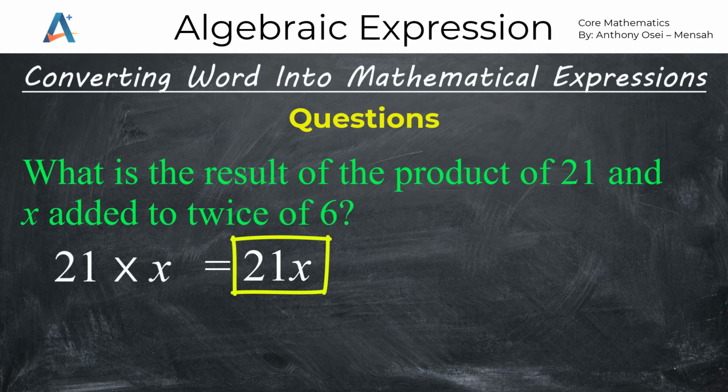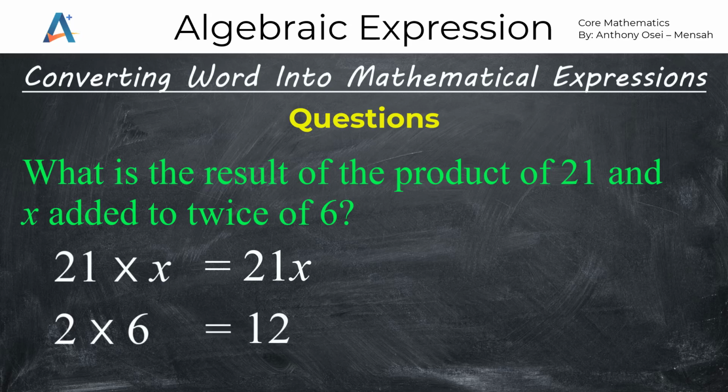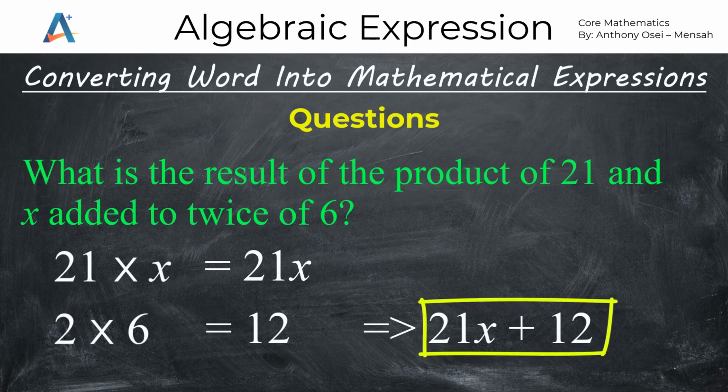Let's go ahead. It says added to. That means we are going to add this answer to something. And what is that? Twice of 6. So twice of 6 means 2 times 6. And twice of 6 is 12. So the product of 21 and x is 21x, and twice of 6 is what? 12. So we will add the two products, the first one and the second one. It will become 21x plus 12. And you all know that these are not like terms. There is a variable attached to 21, no variable on 12. So 21x plus 12 will remain 21x plus 12 since they are not like terms.